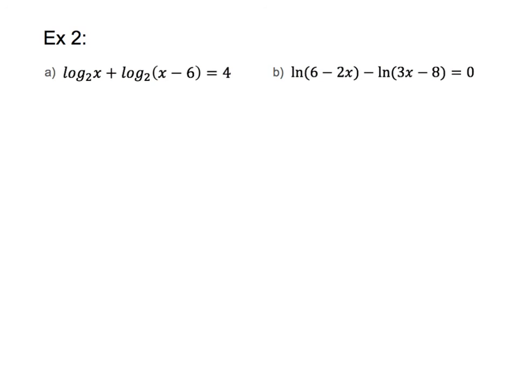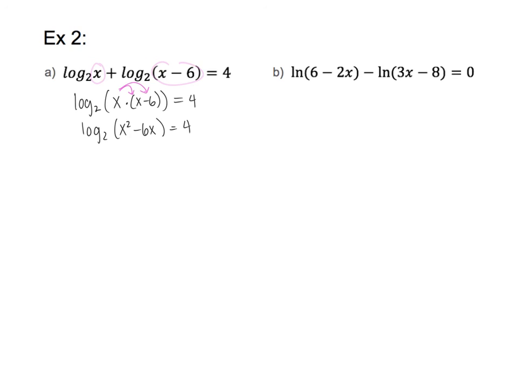Okay, so in this example here, we have a log, and they're attached with a plus sign. So immediately I'm thinking, okay, well, I'm going to have to combine them using multiplication because this here is addition. So this is going to be log base 2. I'm going to multiply x times x minus 6, and the other side is 4. So if I multiply the inside here just to clean things up, I have to distribute this x. So this becomes log base 2, x squared minus 6x equals 4.